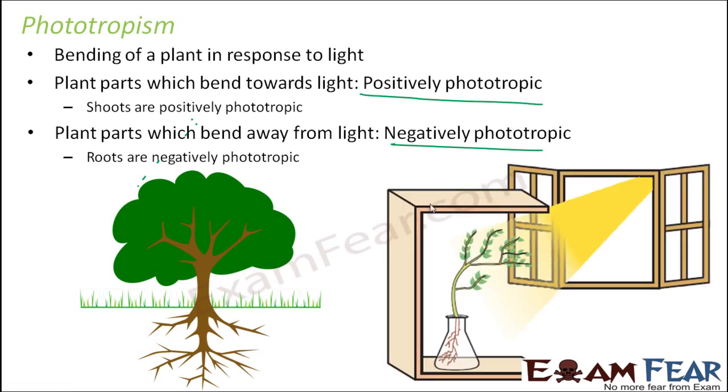So something like this, see, you have kept this plant near your window, so the light is coming from this direction. Therefore, the plant tends to bend in this direction. But if you look at the roots, they tend to go away from the direction of light.